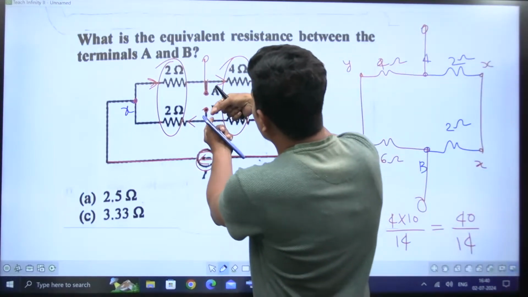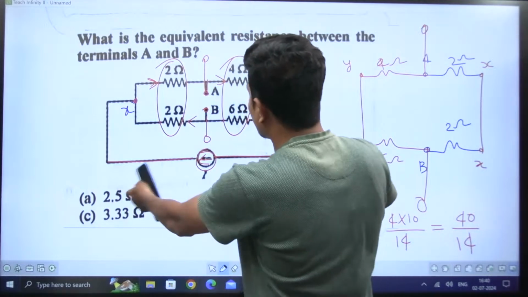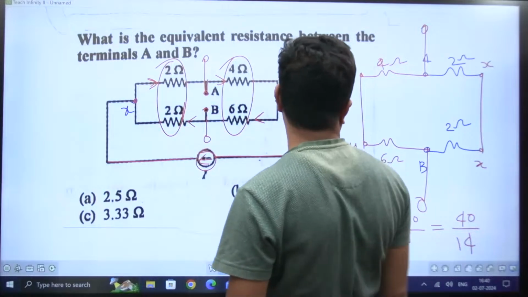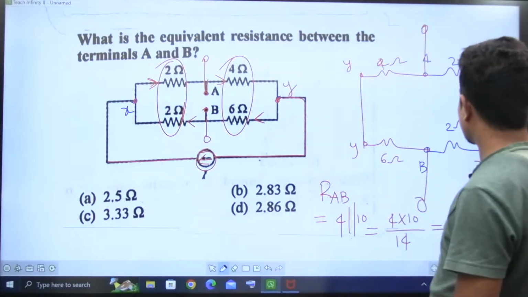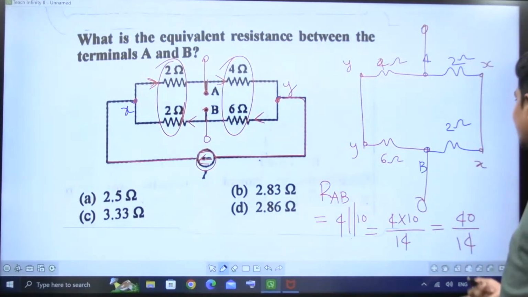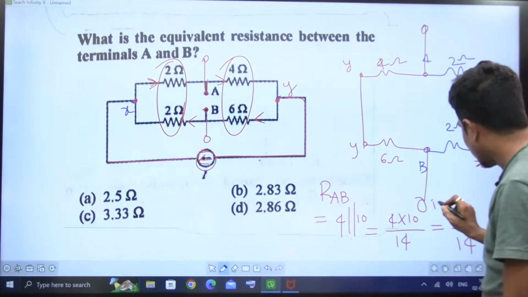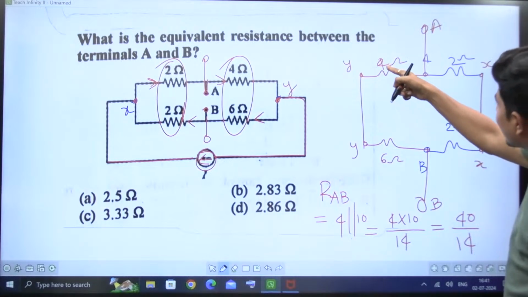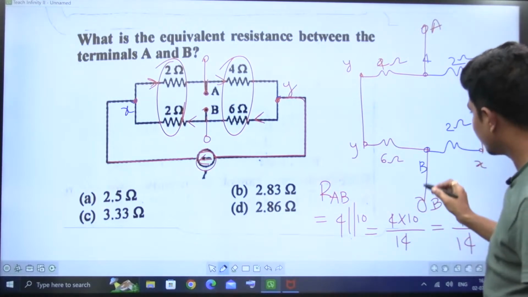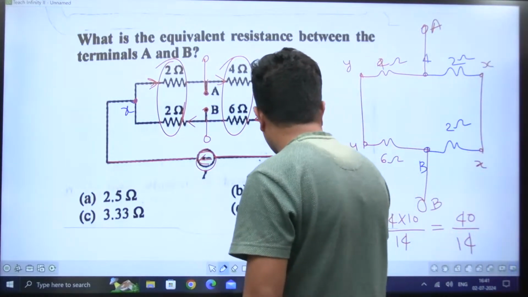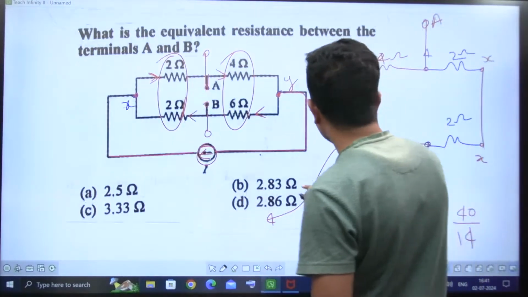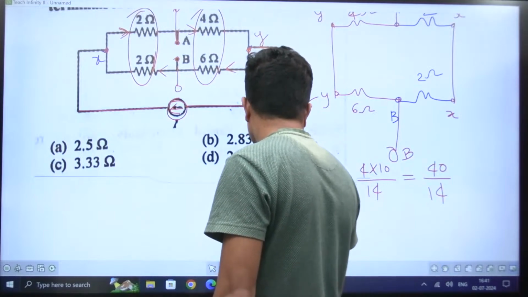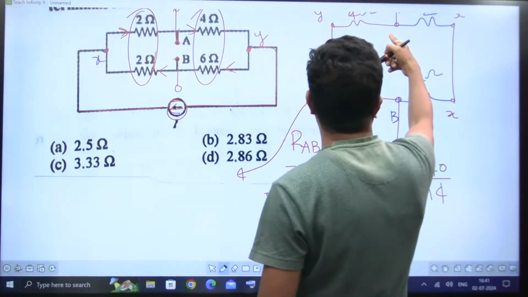Just take it up, and leave this one, then these two are in series. This 2 ohm and this 2 ohm are in series. If you observe, this diagram is correct, it is converging. This is point Y. I drew the diagram correctly, but I did not connect it. So this is point A, this is point B, and between these two are in series.